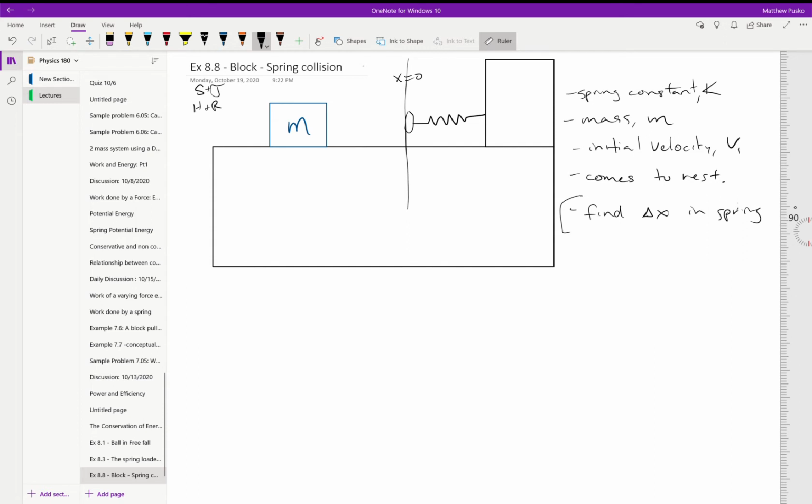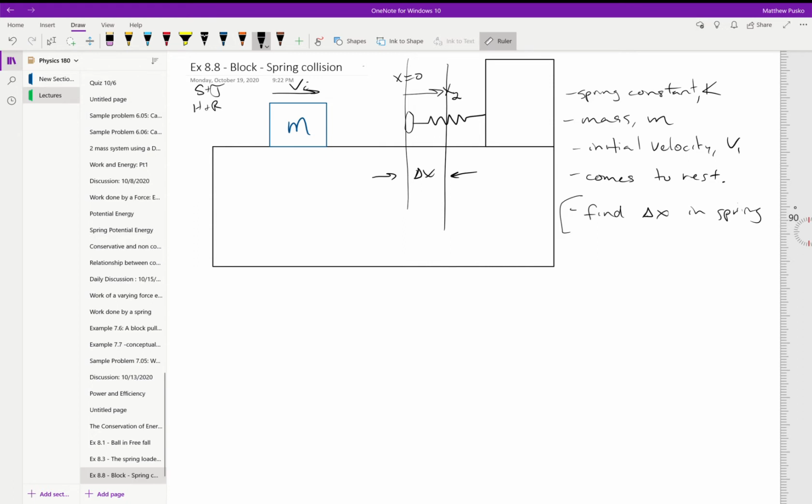Okay, so in this we have some sort of mass with some initial velocity moving to the right, and there's a spring. It's going to stop it and make it come to a rest. And we want to know how far the spring compresses. So what's the compression of the spring? Let's call that our delta x. It's initially not stretched at all, so we could just call it x2. How much is that compression from what we're calling x equal to 0, where the spring is not stretched at all?